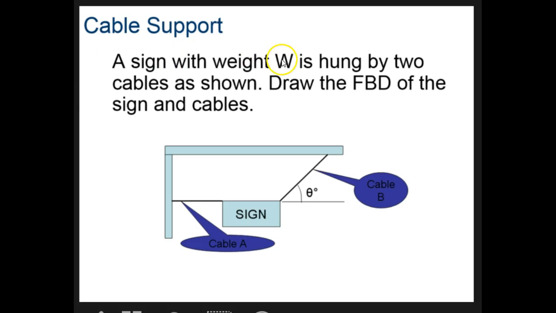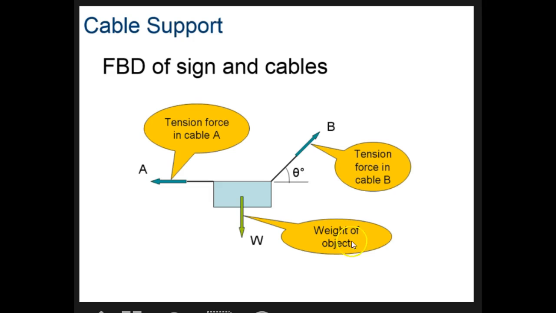Now we have a sign with a weight W hung by 2 cables. But notice this one's at this funny angle over here, and we want to draw a free body diagram. So here's our sign, our weight's going down, our tension's going this way, and our tension's going that way, and we'd be sure to put this angle on there.